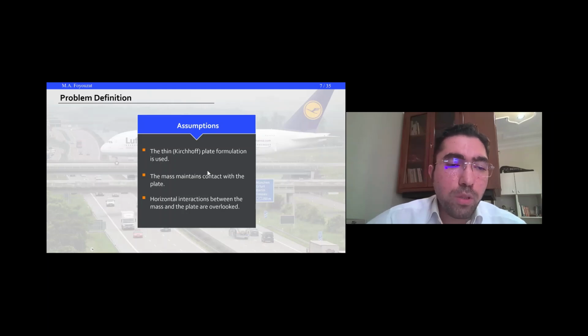Well, the assumptions employed in this formulation are: one, the plate is considered thin, and we have used Kirchhoff's plate theory for the plate relations. Two, the mass always remains in contact with the plate and does not detach from it. And three, the horizontal forces between the mass and the plate are not coupled with the vertical vibrations.